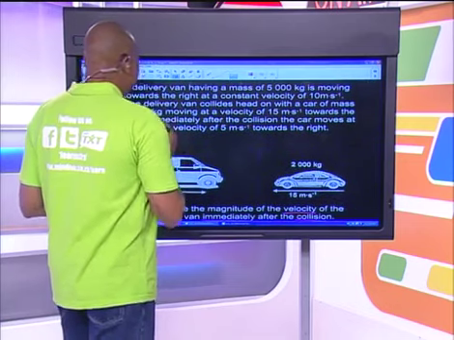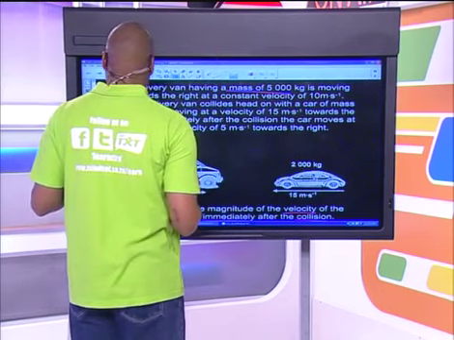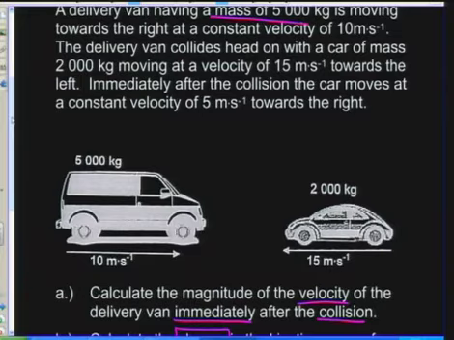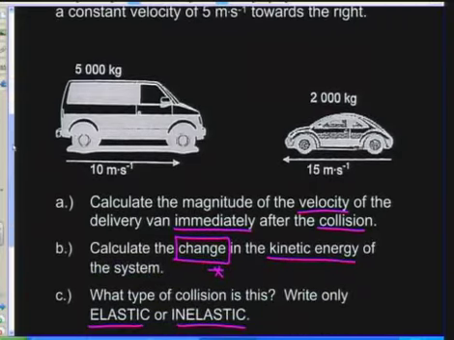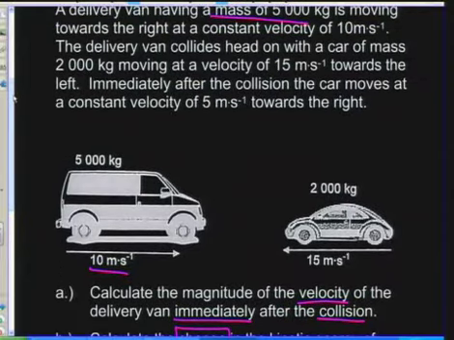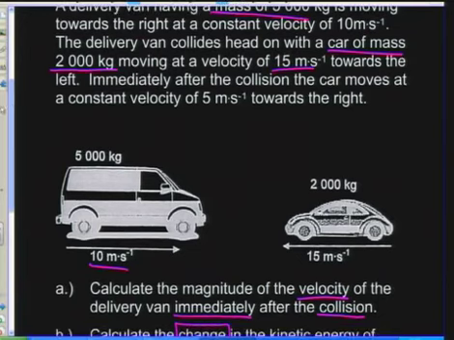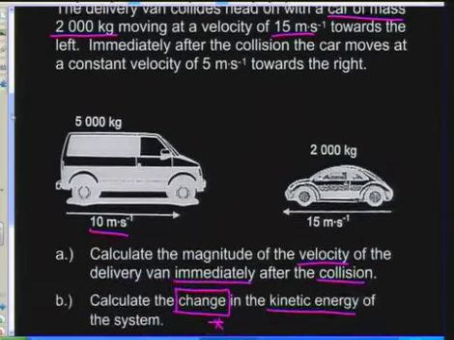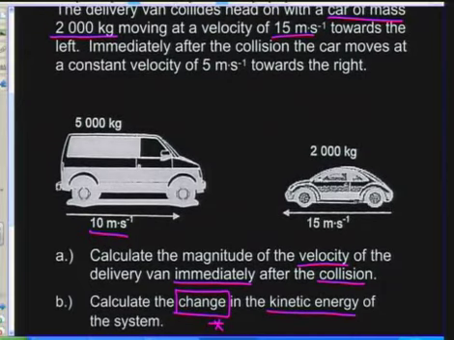There is the question. A delivery van having a mass of 5,000 kilograms is moving towards the right at a constant velocity of 10 meters per second. The diagram here helps me to get this information as well. The delivery van collides head-on with a car of mass 2,000 kilograms, moving at a velocity of 15 meters per second towards the left. Immediately after the collision, the car moves at a constant velocity of 5 meters per second towards the right. So I need to put the after part here. Immediately after collision, we are told this one moves at, so v final for the car is 5 meters per second to the right.